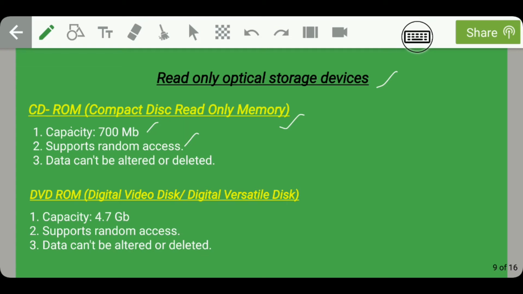Guys, moving on, the second type of read-only optical storage device is DVD-ROM, which stands for Digital Video Disc or Digital Versatile Disc Read-Only Memory. So this V can be termed as video disc or versatile. Okay, so both these full forms are correct. So guys, the features of DVD-ROM are that it provides a capacity of 4.7 GB. Further, it supports random access, and in this case also, the data can't be altered or deleted.